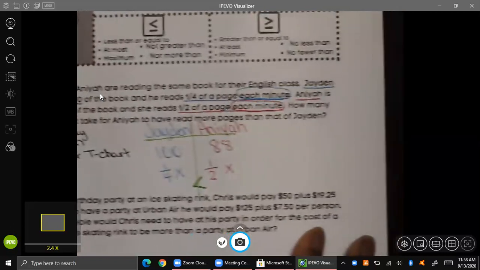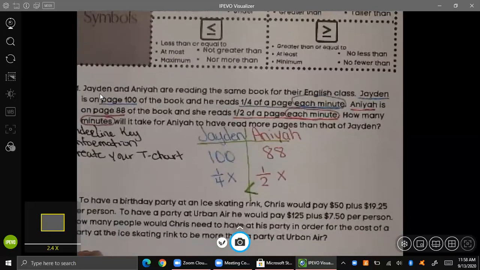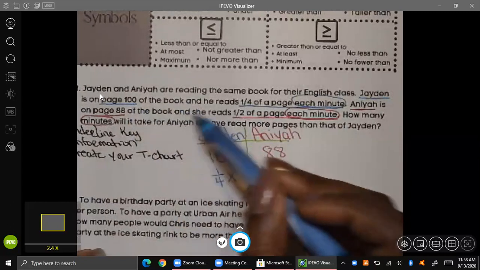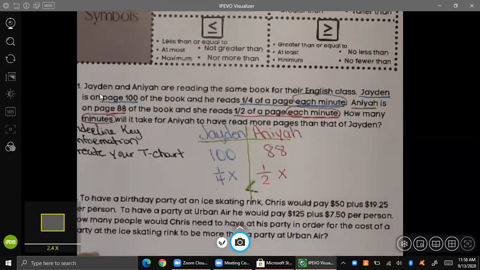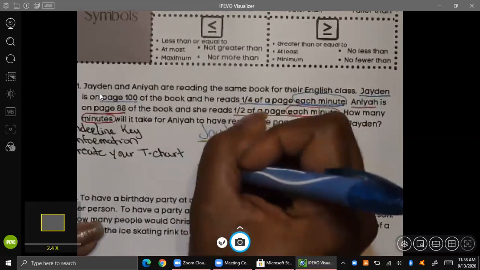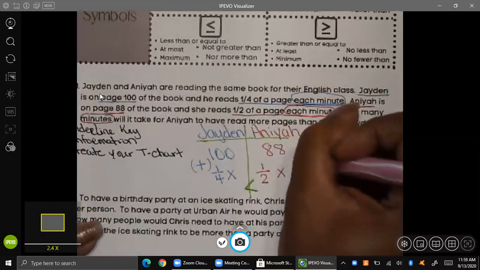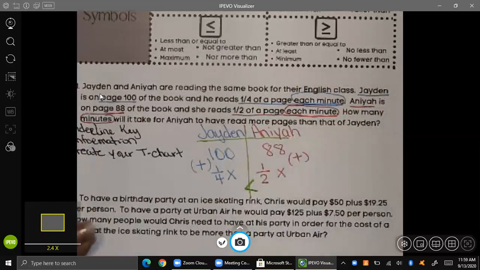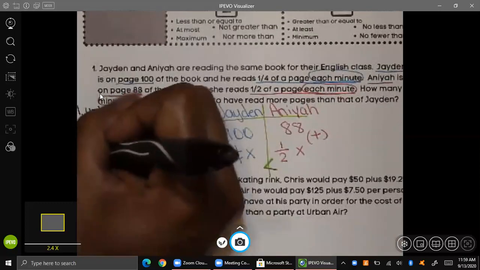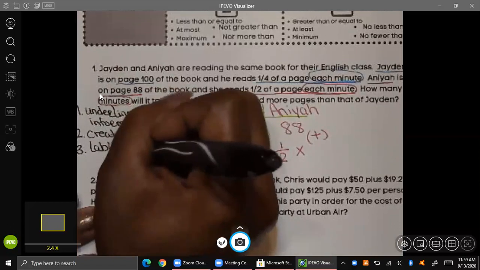So I'm going to move this over here. Last thing that we need to determine is, it says that he was on page 100 and he reads. So every time he reads, he's adding to his number of pages read. So we're going to put an addition sign and an addition sign. So after you create your T-chart, step 3 is to label the two sides.